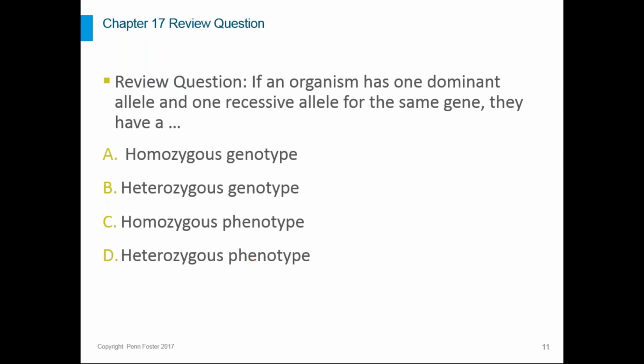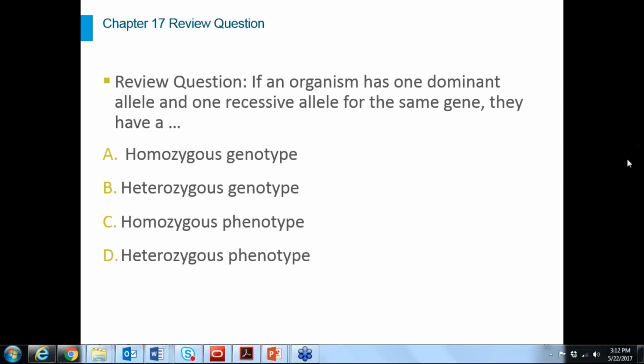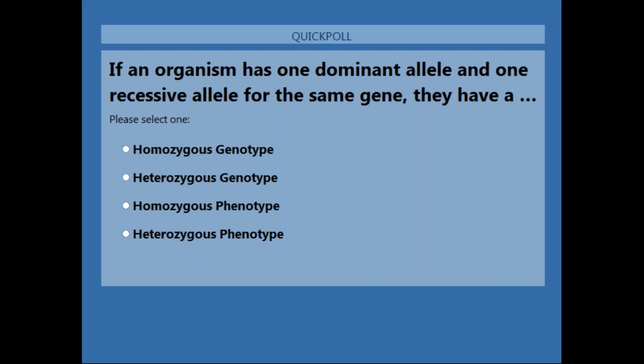So here's a review question, and I'm going to launch this as a poll. So our question is, if an organism has a dominant allele and a recessive allele for the same gene, they have what? Okay, so you should see that pop up now as a question on your screen for you to answer. So we need everybody to answer that so that we can move on. So think about it based on what we just heard.